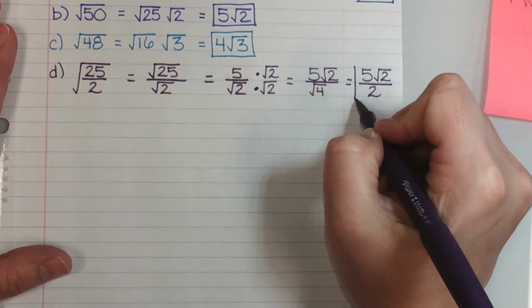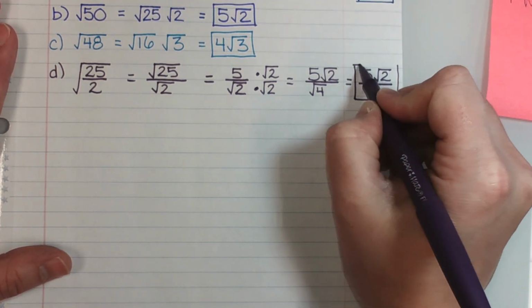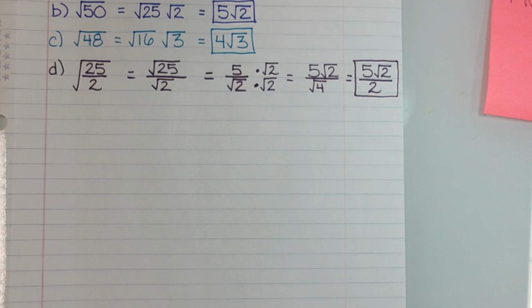Simplify, as in simplify a fraction. Not give me a decimal. Decimals and square roots don't generally go well together. There's a time and a place, not here.